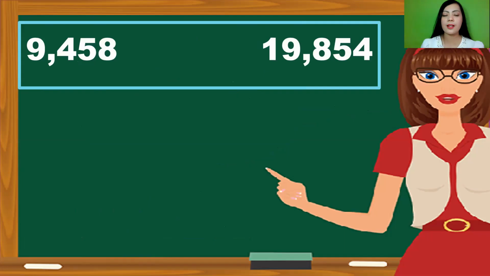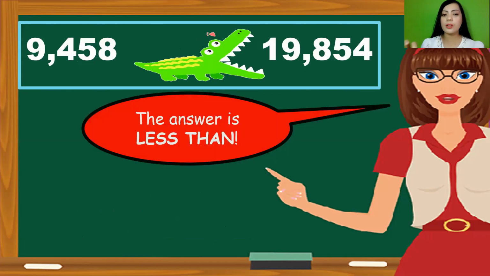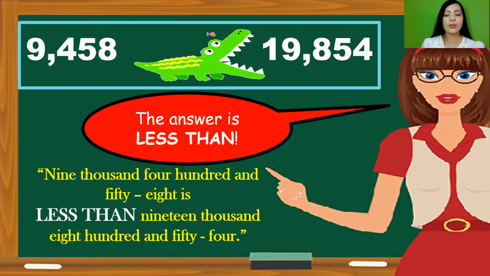Next one, 9,458, 4-digit number. 19,854, 5-digit number. What do you think? 4-digit number, 5-digit number? Of course, the whole number with more digits is always greater than the fewer digit number. So the alligator will eat the bigger one. The answer is less than. 9,458 is less than 19,854.